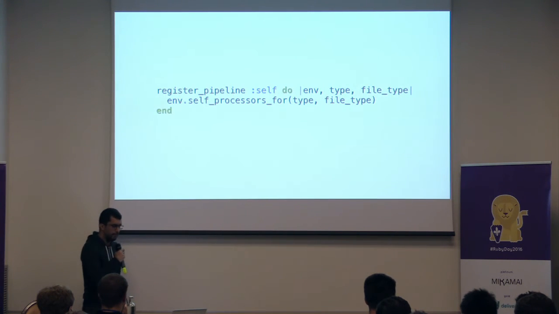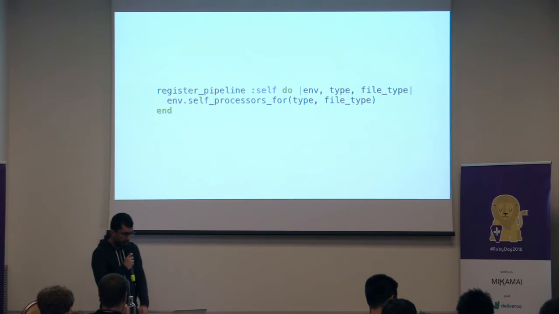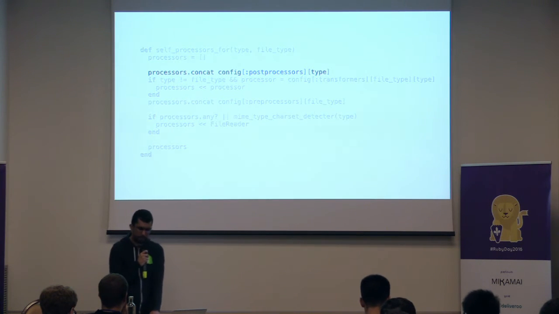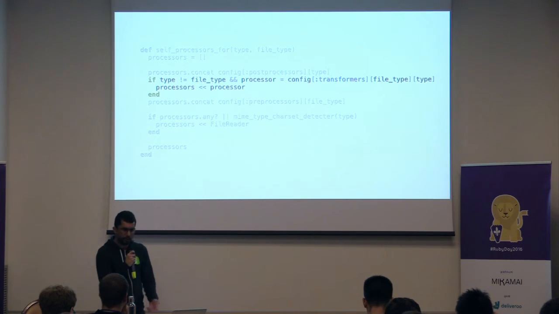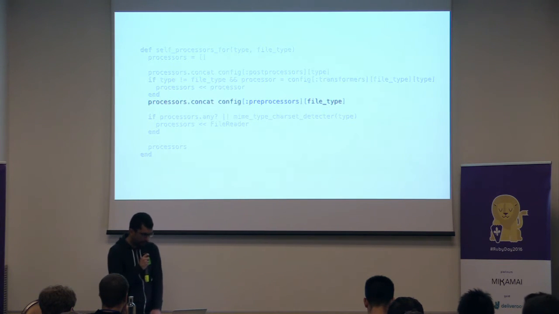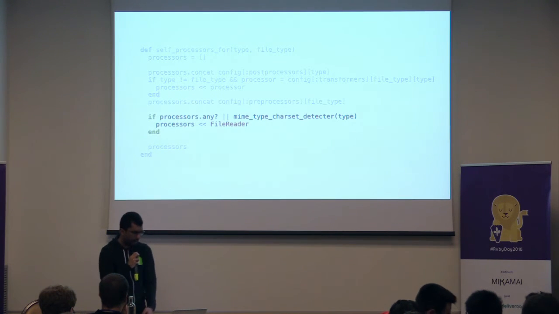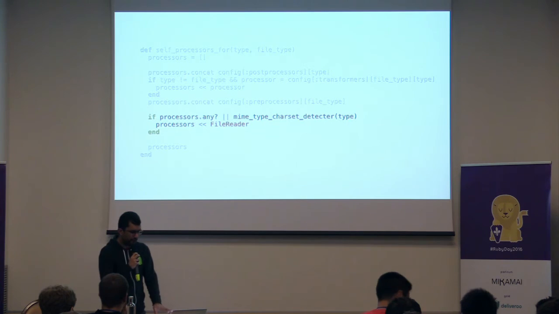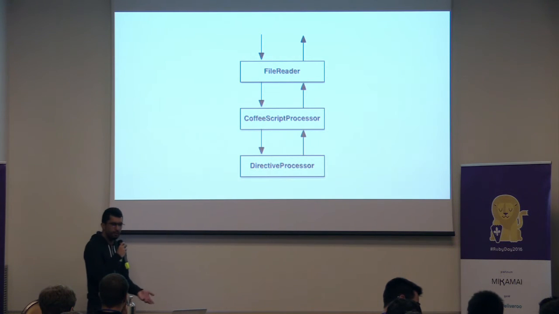The self pipeline looks really similar to the default pipeline, but uses a different function inside the environment. What this function does is look for all the pre processors for a MIME type. It later looks at all the transformers for that same MIME type and later looks for the postprocessors of that MIME type. And in the end, it also adds the file header processor. This is a lot of code, so I made an image to make it easy to understand. It's going to build a tree like this.